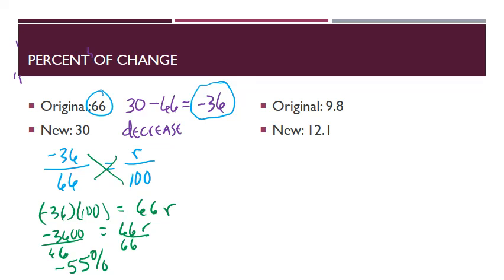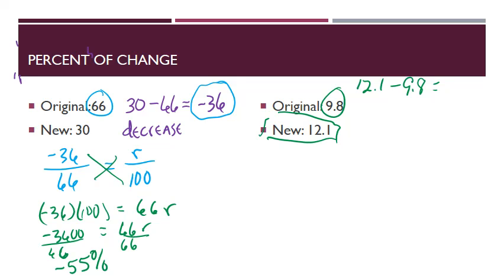All right, let's look at this second one. So again, I've got an original number of 9.8 and I've got a new number of 12.1. And so again, I'm going to take the new number, 12.1, and I'm going to subtract from it the original number, 9.8. So let's see what that equals.